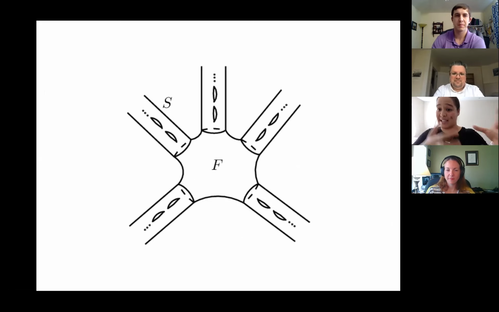And then you could extend this, right? Why do we only have three ends running out? You don't have to. Here's another picture that they have in their paper. This has 5 ends that are accumulated by genus.